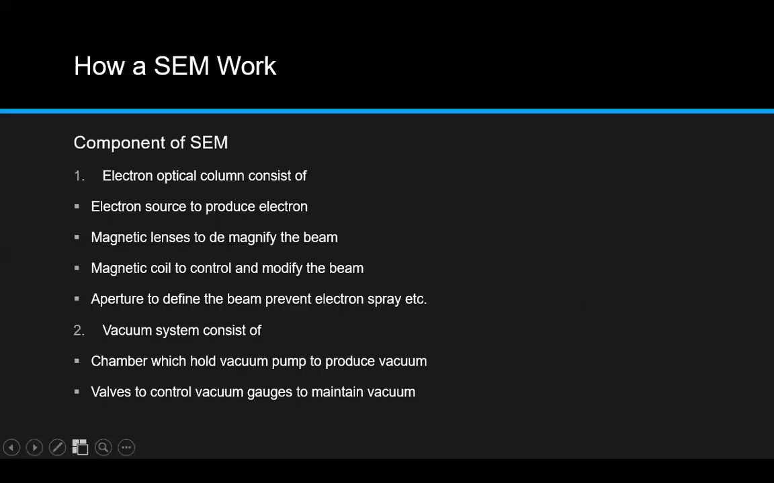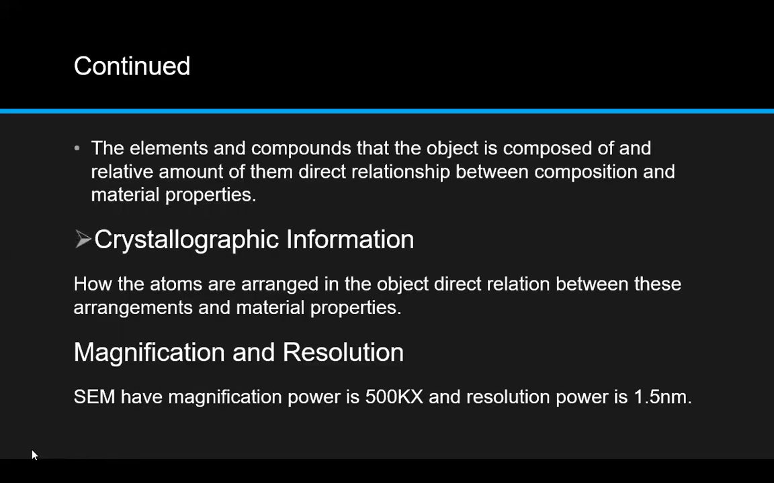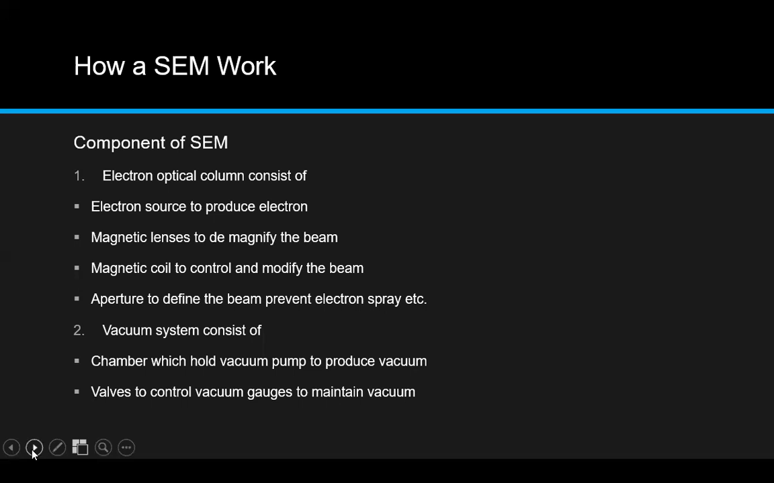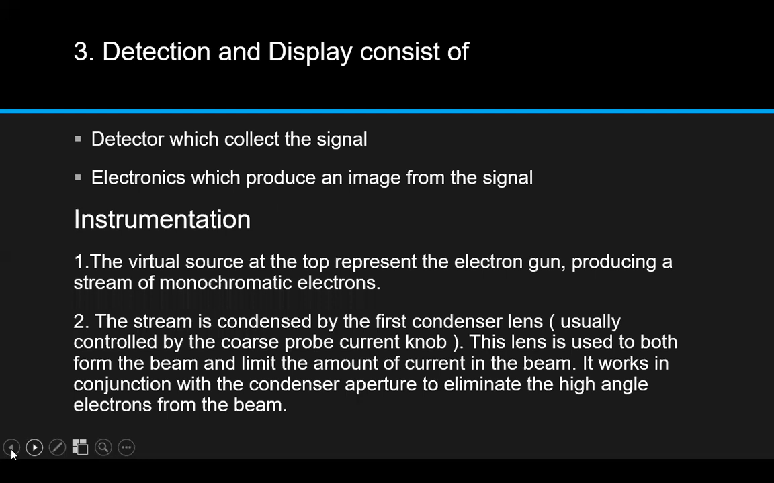How the scanning electron microscope works and its components. There are three main components of the scanning electron microscope. The first one is the electron optical column, the second one is the vacuum system, and the third one is the detector and display.